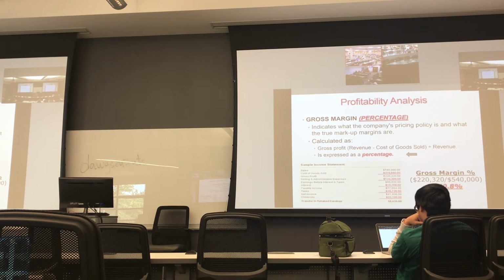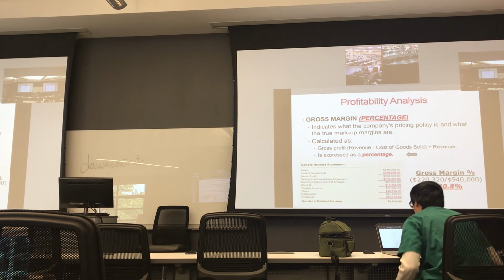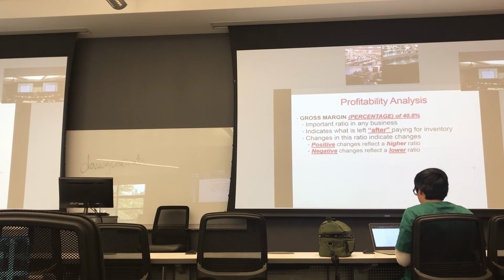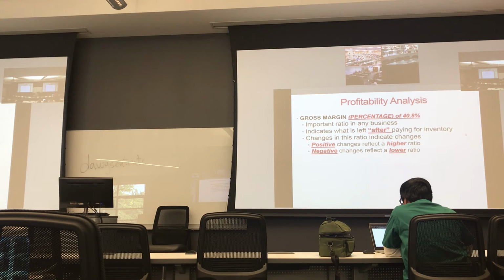And so you know if whatever company this is, 40% is the standard. And like I said, we have a gross margin in pharmacy, we're looking for 15 to 18%, so our cost of goods sold are a lot higher than they are here. So it's very important to analyze them. It's indicated that what's left after paying for the inventory, so then you can pay all the other bills, the payroll and the insurance and that sort of stuff. Positive changes reflect a higher ratio, and negative reflect a lower ratio.